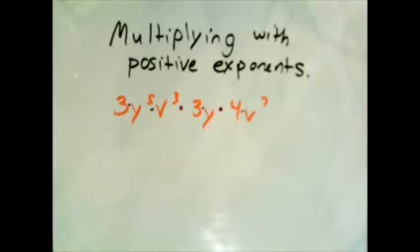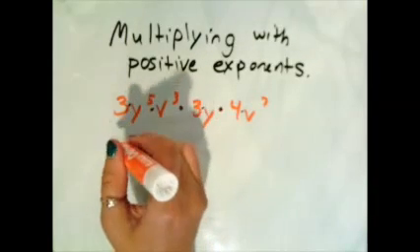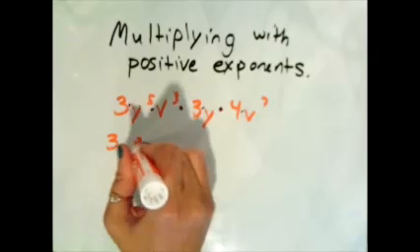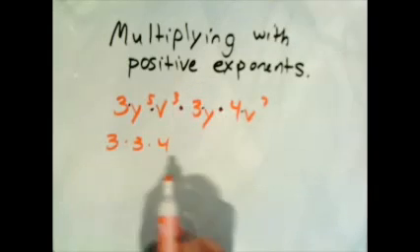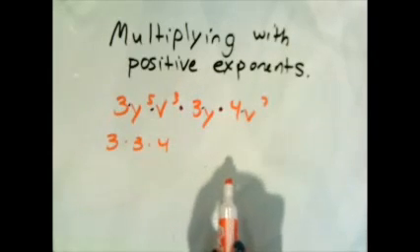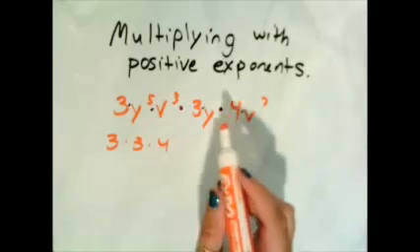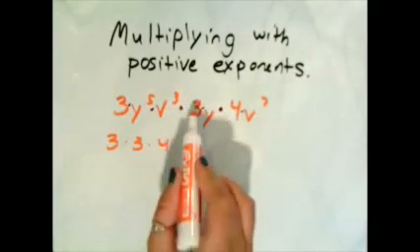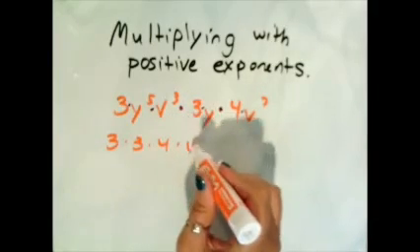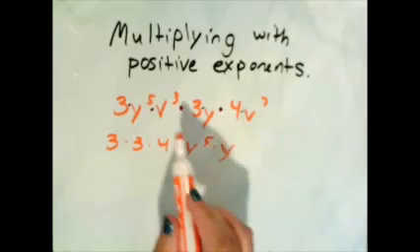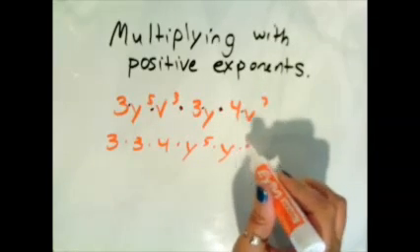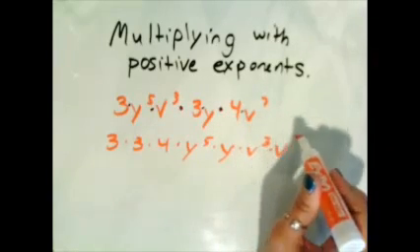That means I can do it in any order. And so the order I would like is to put things that are like each other near each other. We can multiply 3 times 3. We can't multiply 3 times y to the fifth any further since we don't know what y is. So if I collect them all up, it looks like I have a 3, a 4. I have a y to the fifth times a y. I have a v to the third and a v to the seventh.